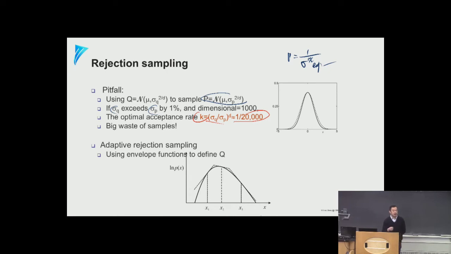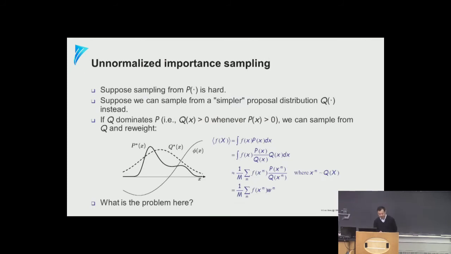So people have different ways of fixing this. Maybe I shouldn't just cover the whole thing with one distribution. I'm going to use a piecewise envelope to cover the target distribution. But these are quite complicated. Okay, so that's about rejection sampling. A simple method, but it didn't work very well in high dimensional space. And then comes the next idea.